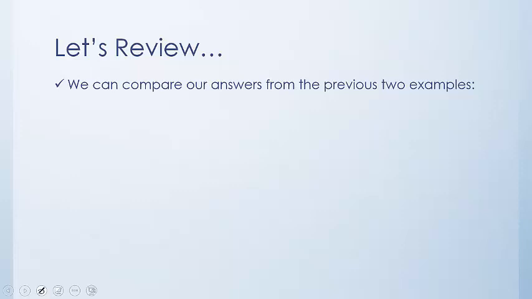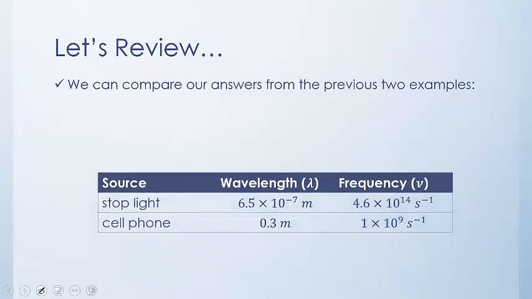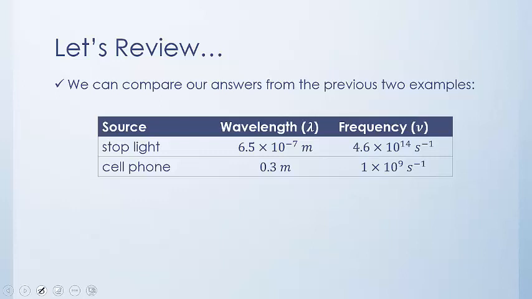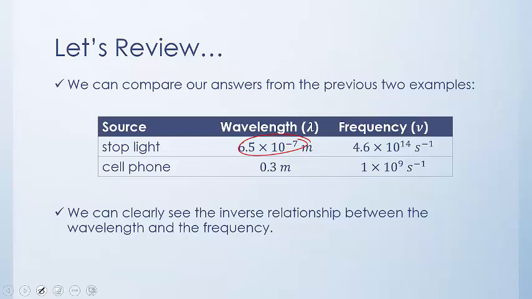Let's pause for a minute and think about our last two answers. We found that the stoplight, which had a fairly short wavelength of 650 nanometers, had a comparatively high frequency when compared to the cell phone that had a much longer wavelength. So we can clearly see the inverse relationship between the wavelength and the frequency. Notice if I take the product of the frequency and the wavelength, I will always get c.